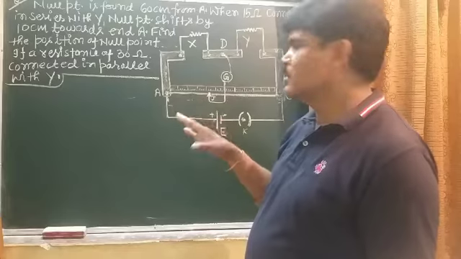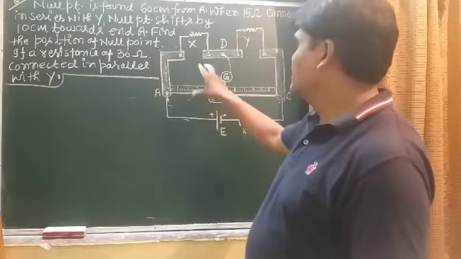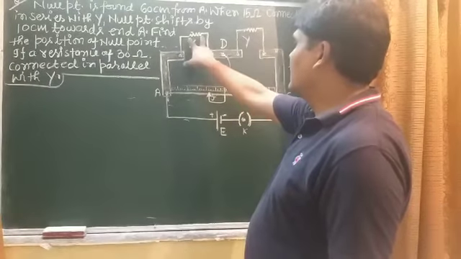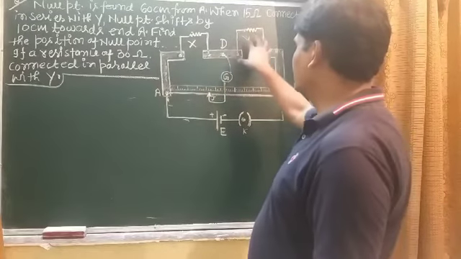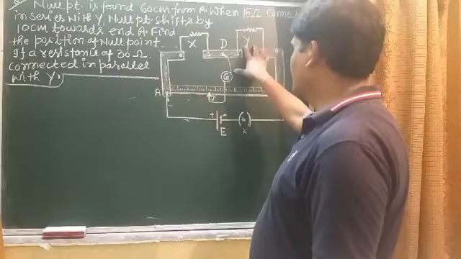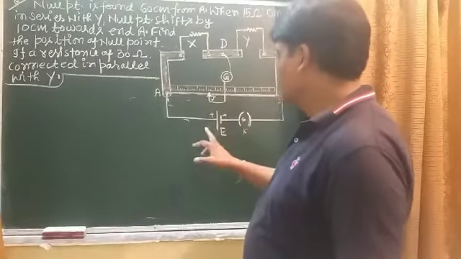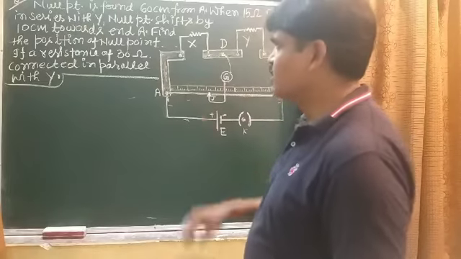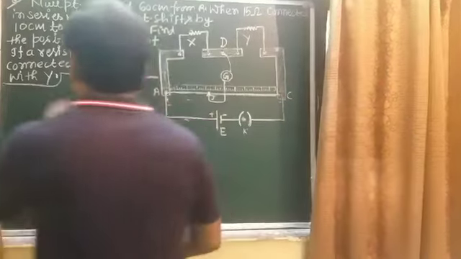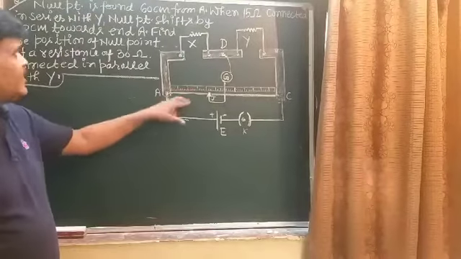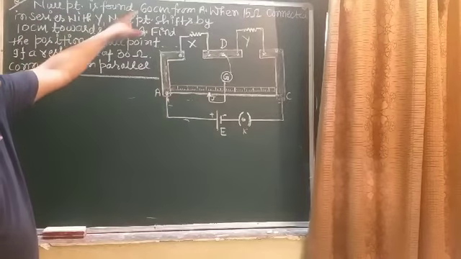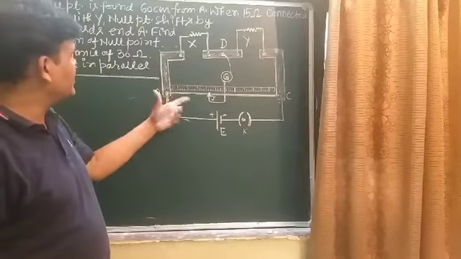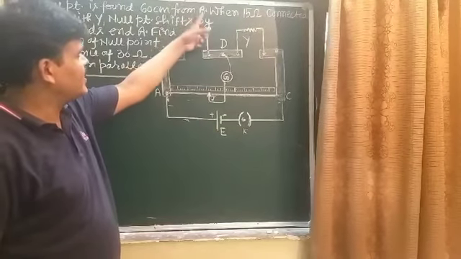Next question, a circuit is given. Students, see the diagram here, a meter bridge. In place of R there is X, and in place of S there is Y, and the rest is the same. The positive end is connected to A, the negative to C. The question says the null point is found at 60 centimeter from A in the first case.